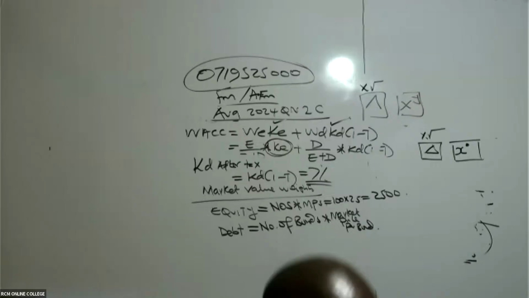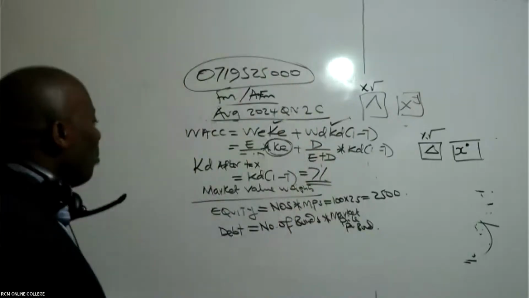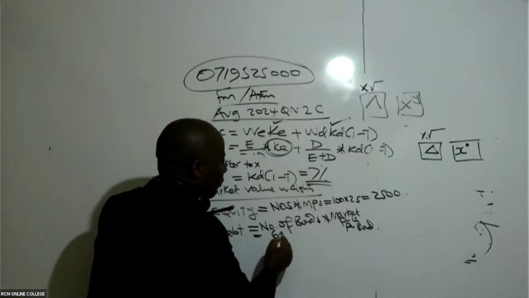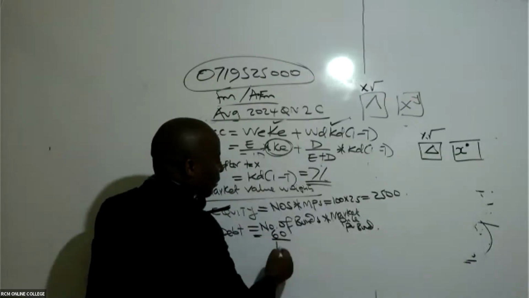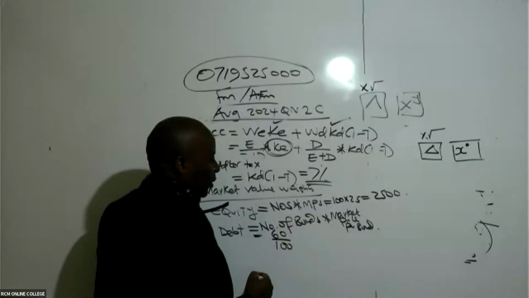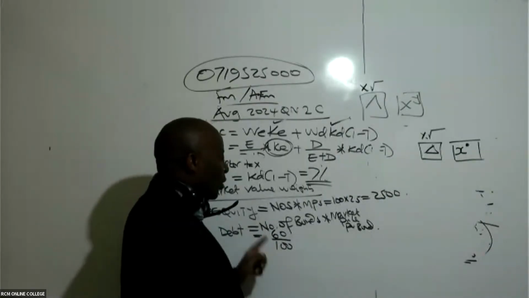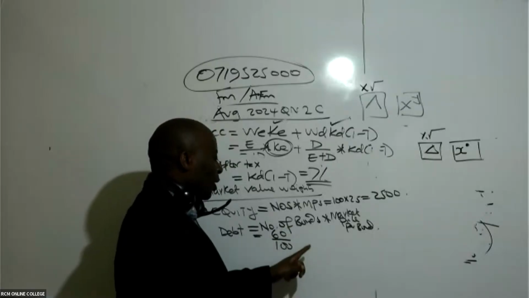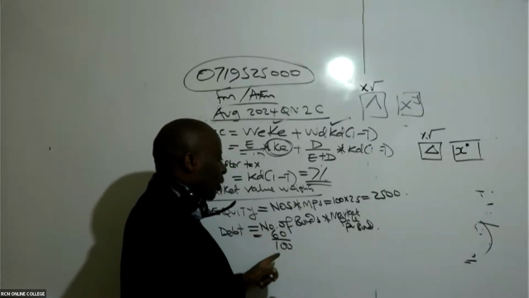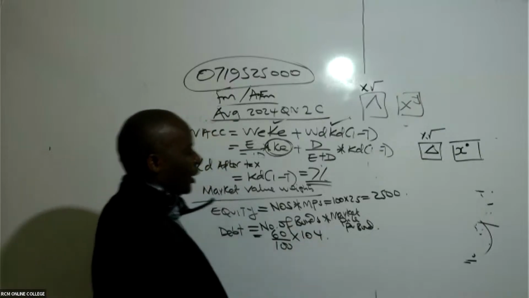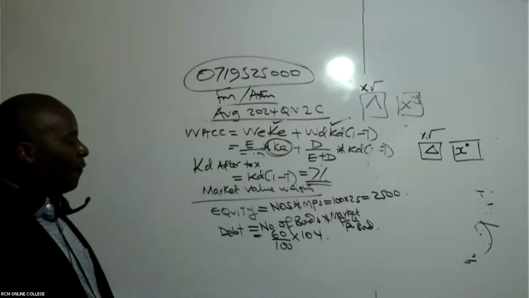What I will do, ladies and gentlemen, to be able to get the number of bonds, I will take in this case the bond value. The bond value is 60 divided by the par value. You take the bond value, you divide it by the par value, times the market value, which is 104.